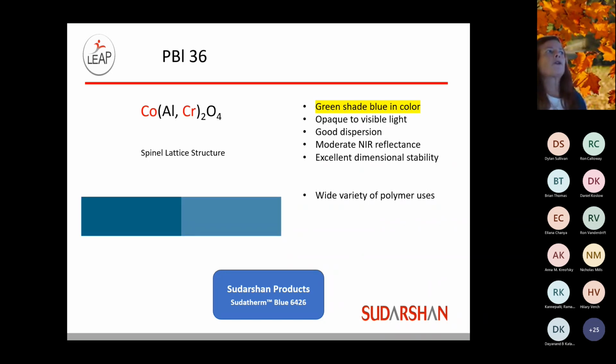The other blue, Pigment Blue 36, here we've transitioned from one colorant to two colorants, two metal ions to provide color. Here we are also using the cobalt and the chromium to provide a green shade blue in color. And this one also has a very unique color with that teal green color, moderate IR reflectance. And in early next year, we will introduce our Sudatherm Blue 6426 into our portfolio of CICPs.